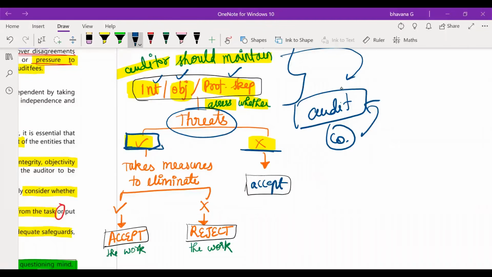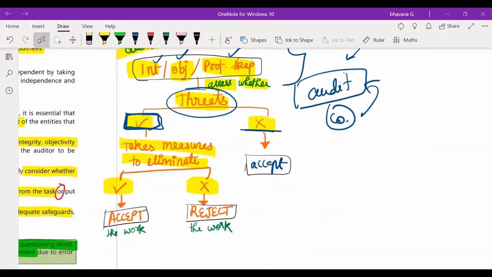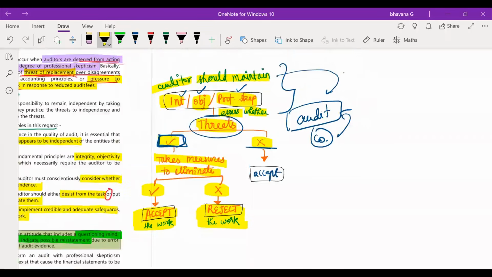So when you have threats, you have to take a few measures to eliminate such threats. Even though you are maintaining integrity, objectivity, and professional skepticism, you must try to eliminate such threats. One case is that you are able to eliminate such threats. Another case might be that you are not able to. If you are able to take measures and eliminate such threats, then you should still accept the work and do the audit. If you are not able to eliminate such threats, then it's best to reject the work and walk off. So I'll explain. This is nothing but the safeguards.